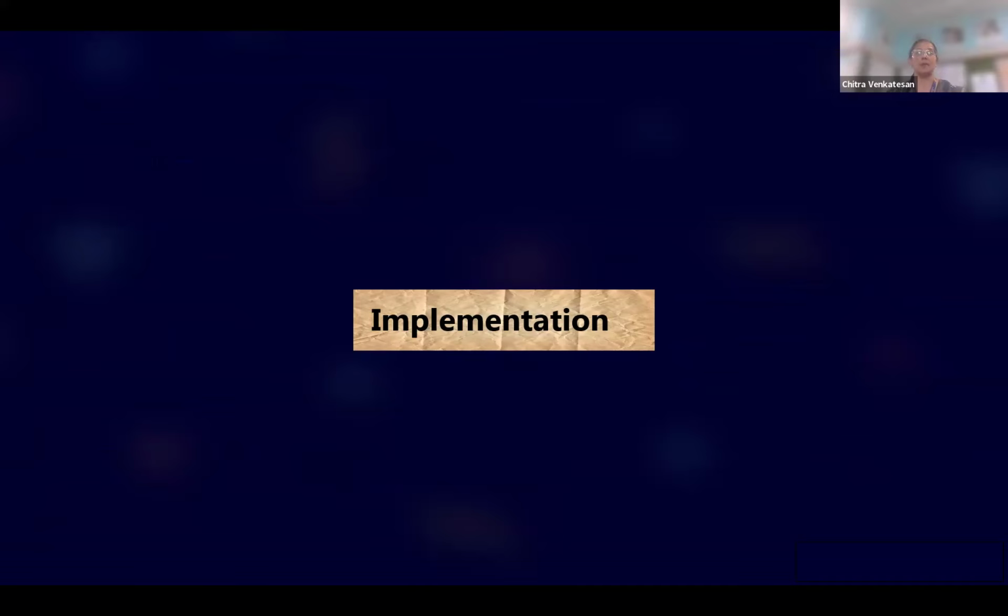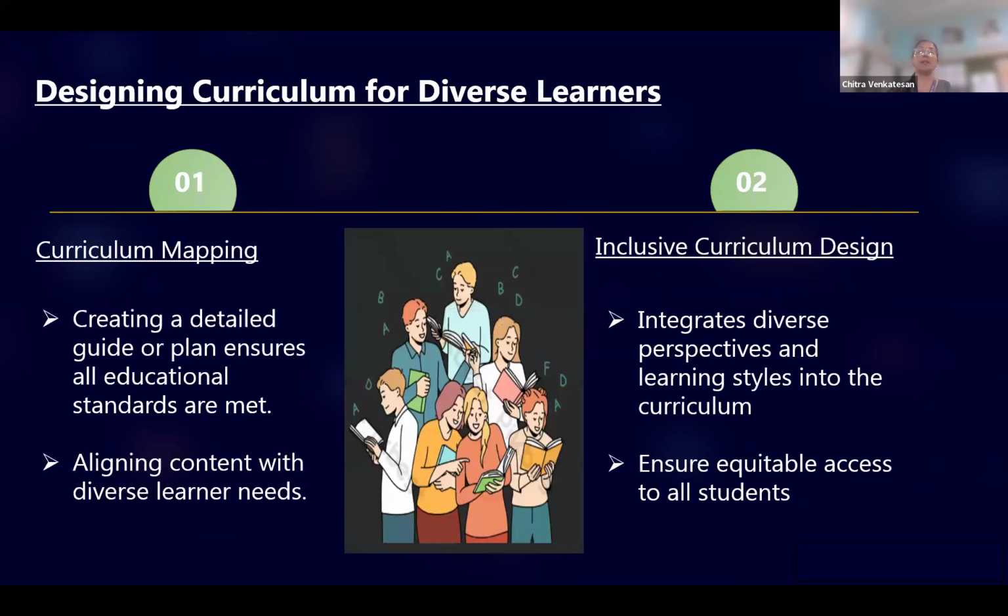This is very, very important to consider, because only better implementation leads to effective understanding or the effective learning outcome. Let us see what all things need to be included in the implementation of this strategy. First thing is the mapping of the curriculum.